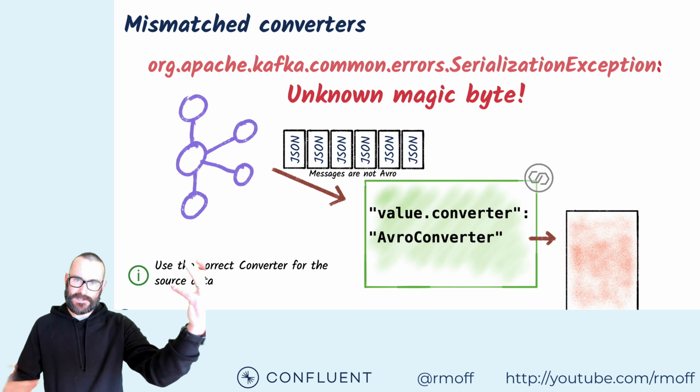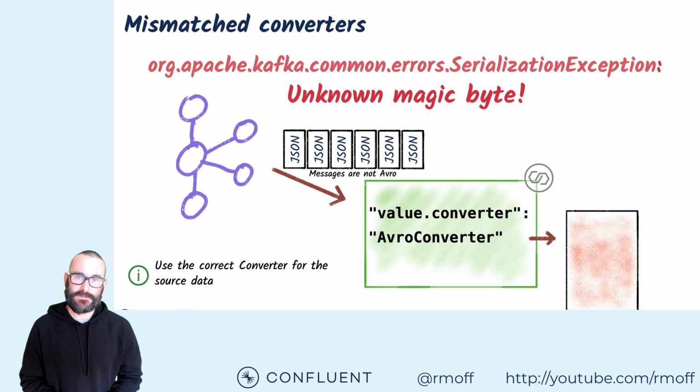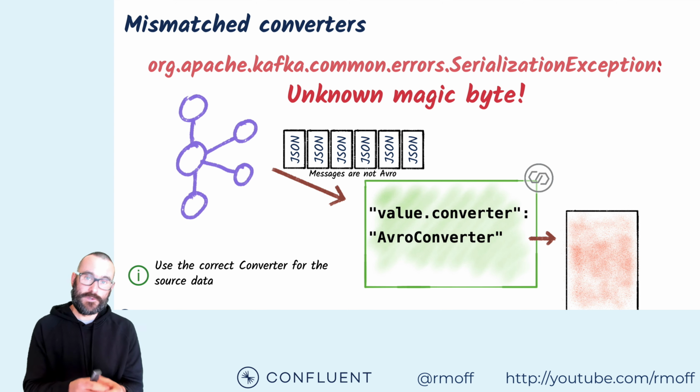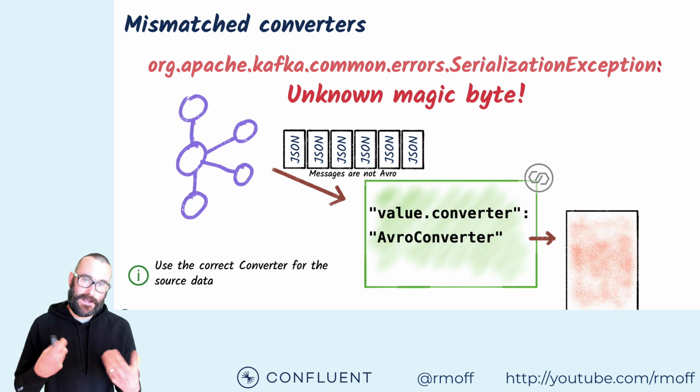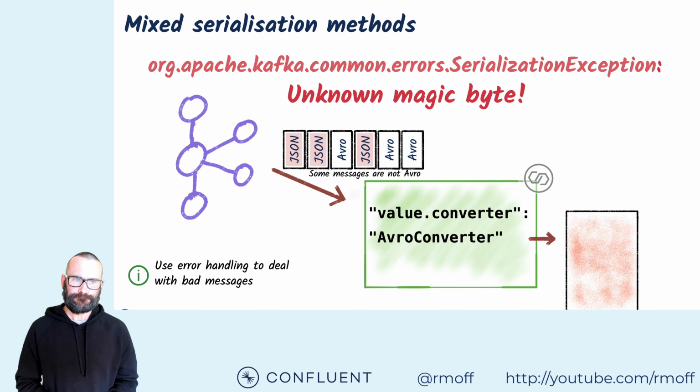You can't read JSON using the Avro converter. It'll throw that specific error there. It just doesn't make sense. So the solution here would be to say, well, we'll just use the JSON converter for the sink, and then it works as it should do.